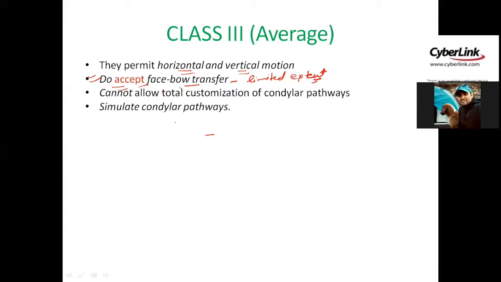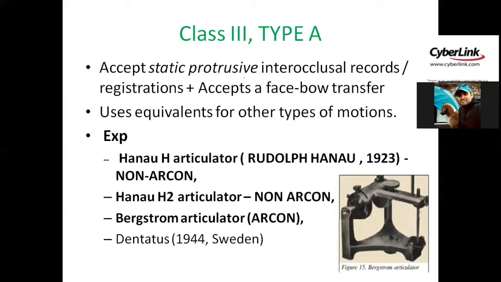They cannot allow total customization of condylar path, that means, okay? They allow limited customization by using average or mechanical equivalents for the whole or part of the condylar motion. That means the instrument simulates condylar pathway up to a limited extent, right? Then come the various types, type A and type B.